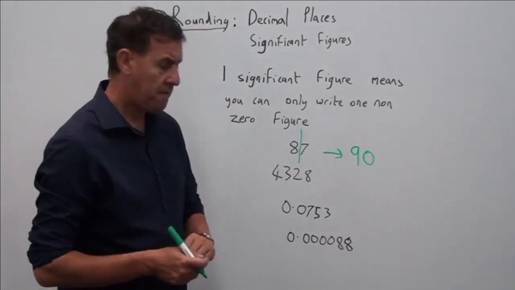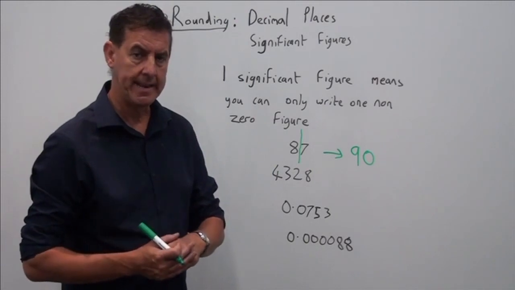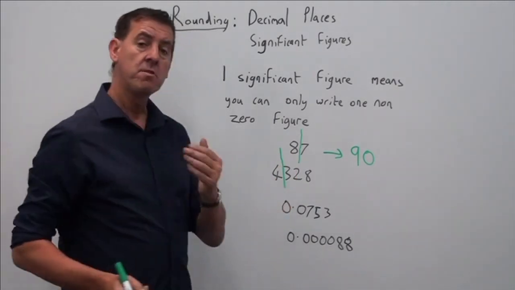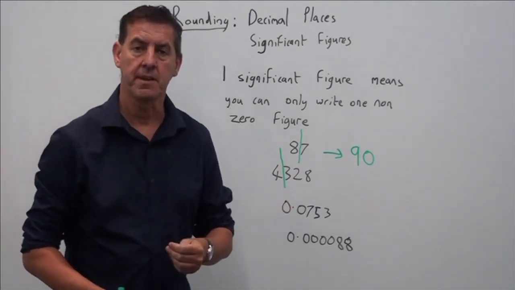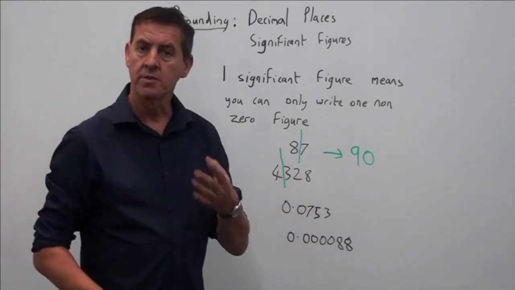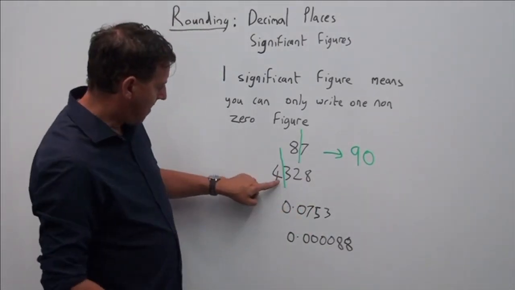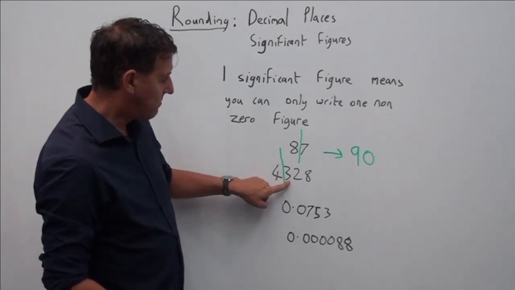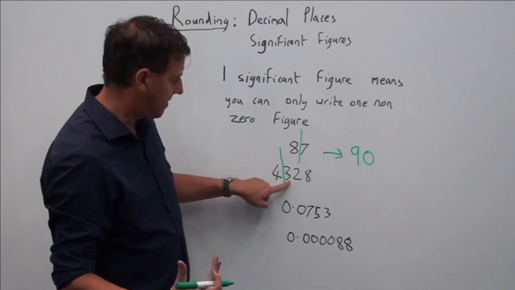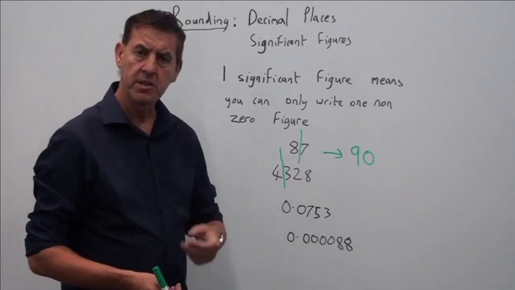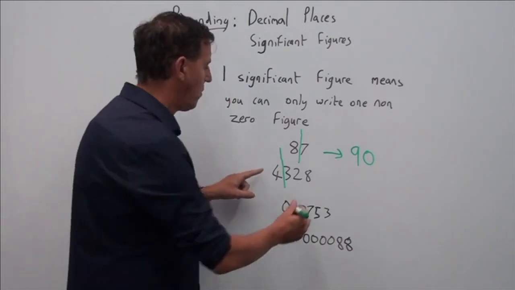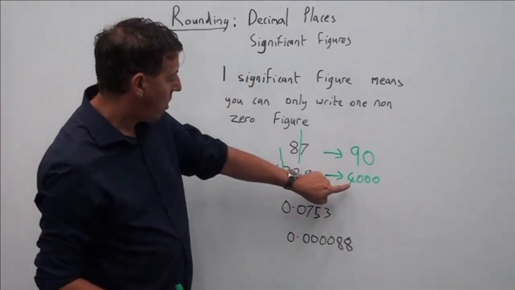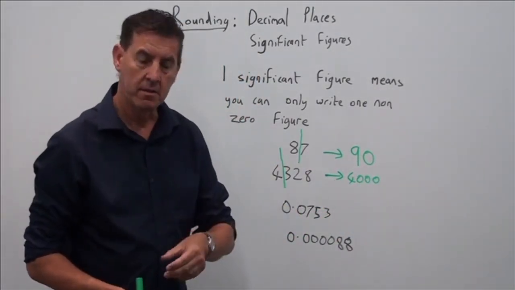Let me do it for the number 4,328. 1 significant figure, so I stop there. This number at the moment has 4 significant figures because the 4 numbers are non-zero. So that's my first significant figure, which is 4. I look at the number next door. I do not need to round up because it is less than 5. So 4,328 would go to 4,000. There is only 1 non-zero figure.